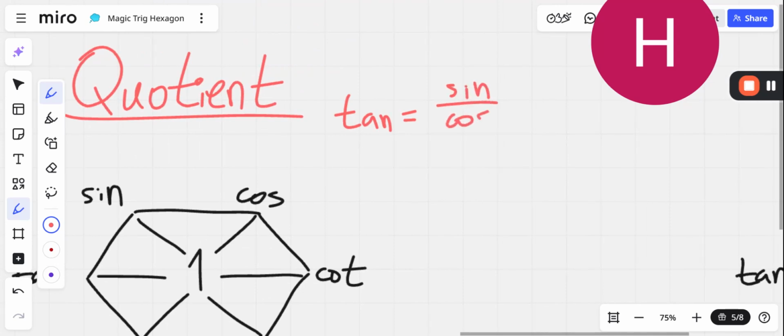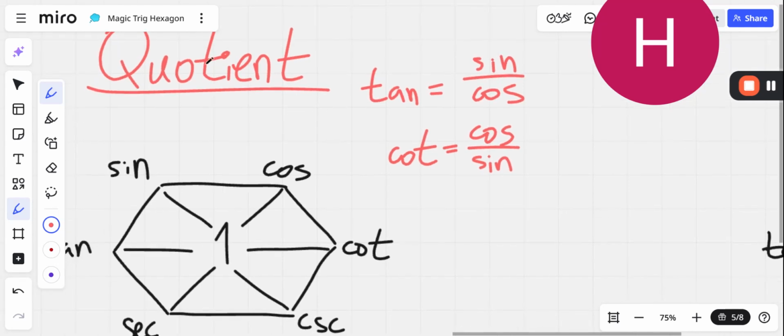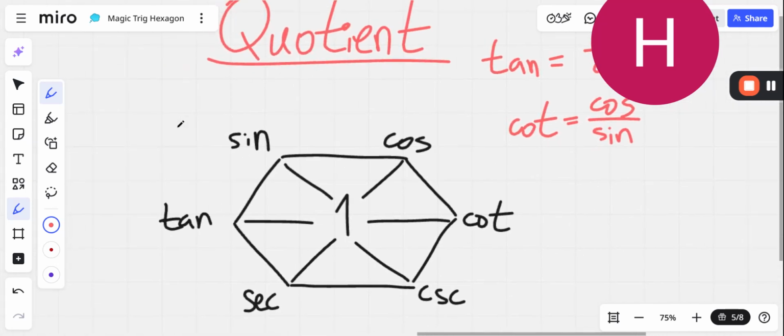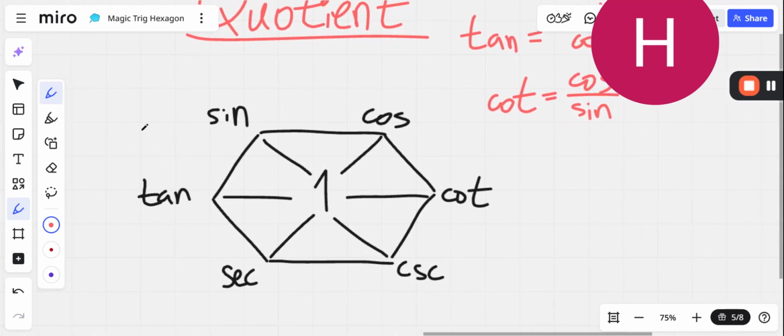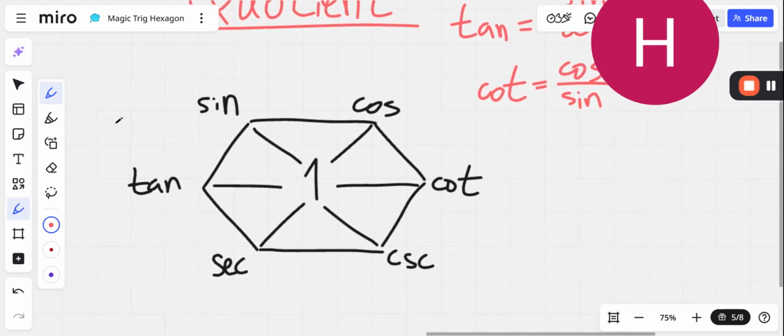And that's true. These aren't wrong. And that cotan equals cosine over sine. We know that also from the reciprocal identity. Since cotan is 1 over tan, you can flip it, and that gives you cosine over sine. But did you know that with this hexagon, there are 12 different quotient identities? Holy mama, 12 different identities.